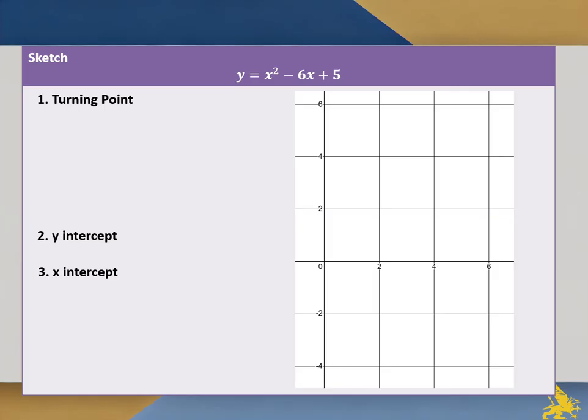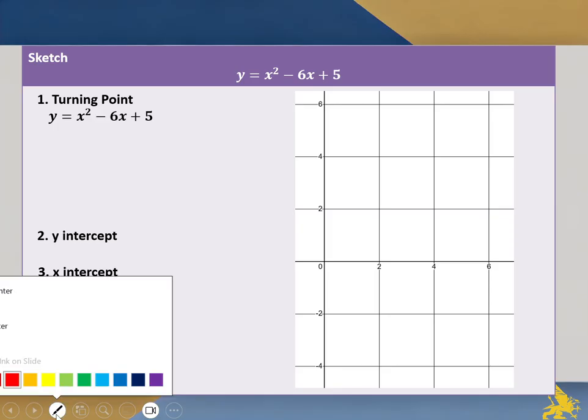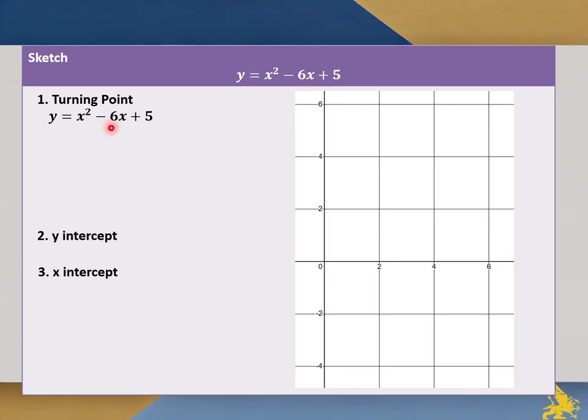To sketch a quadratic, we need a few things. First, the turning point. Second, the y-intercept. And third, our x-intercepts. To start off, let's look at getting it into turning point form. If we are trying to get it into turning point form, we're partly using the perfect square. So we are going to look at the -6, and straight away we're going to halve it. So -6 divided by 2 is -3. So we're going to add -3 squared and take away -3 squared.